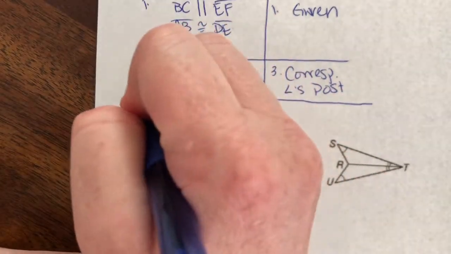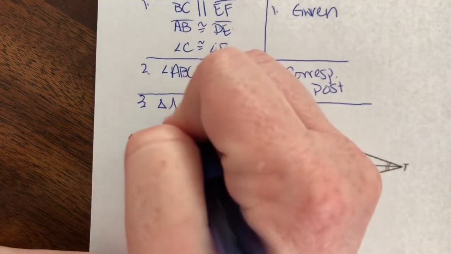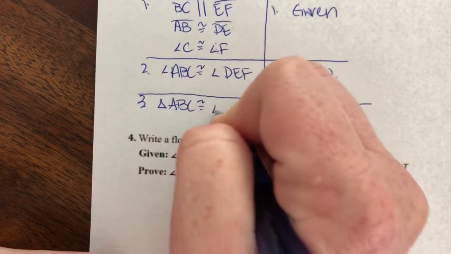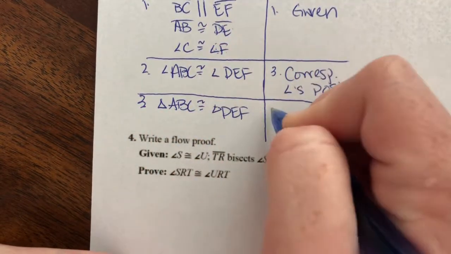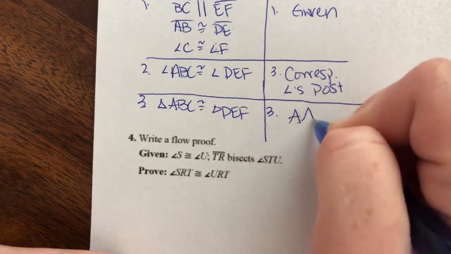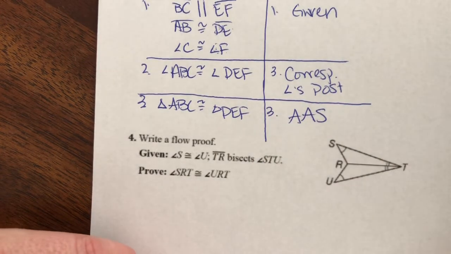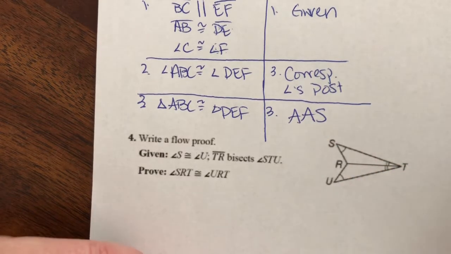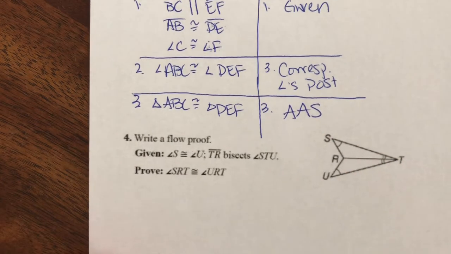So step 3, I'm going to say triangle ABC is congruent to triangle DEF. Why? Because of the AAS rule. Hopefully that makes sense. 2 angles and a side that's not between them have to be congruent. Okay, so here's the fun part.